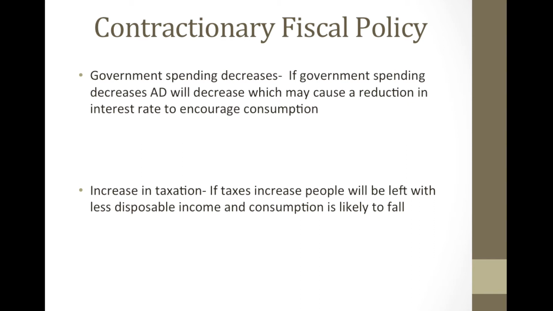The next one is the increase in taxation. If taxes increase, people will be left with less disposable income, so consumption is likely to fall. If taxes increase, that means we're paying more money to the government that we're not seeing, and therefore we're not going to go out and spend as much, and the amount of that difference depends on our propensity to spend.